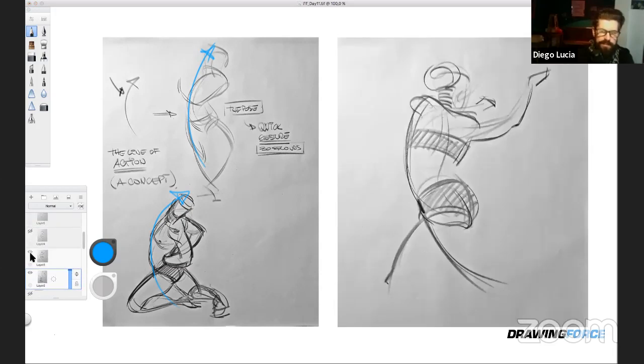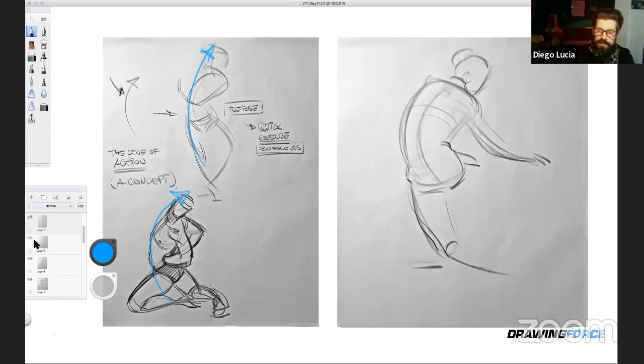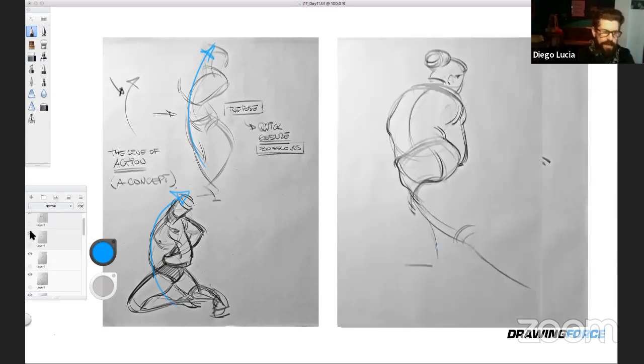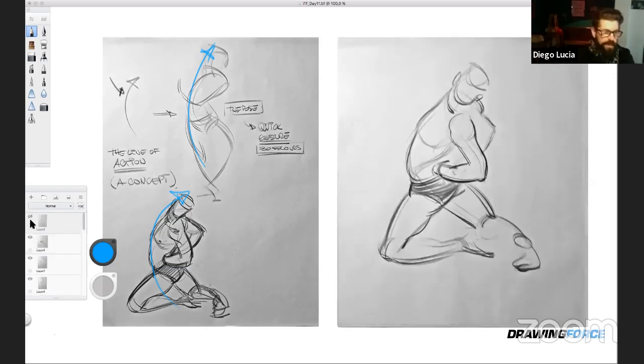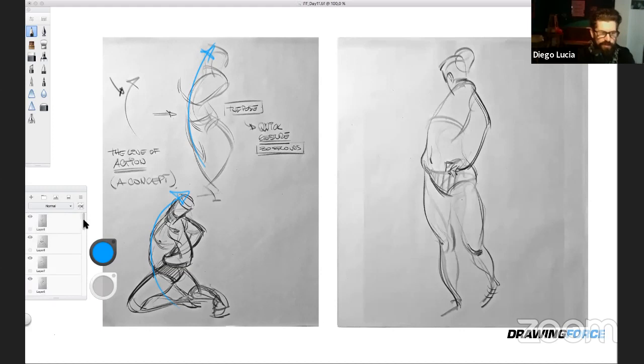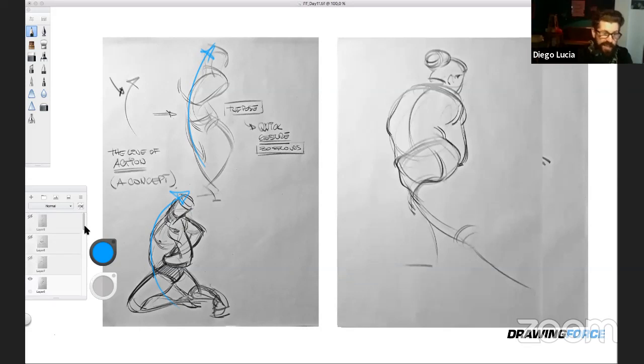Look at this. What's the line of action there? It's the same. What about this? It's the same. What about this? The same, the same, the same. Well, this one I drew bigger. And this is the same. So we have a bunch of poses that have the same line of action.